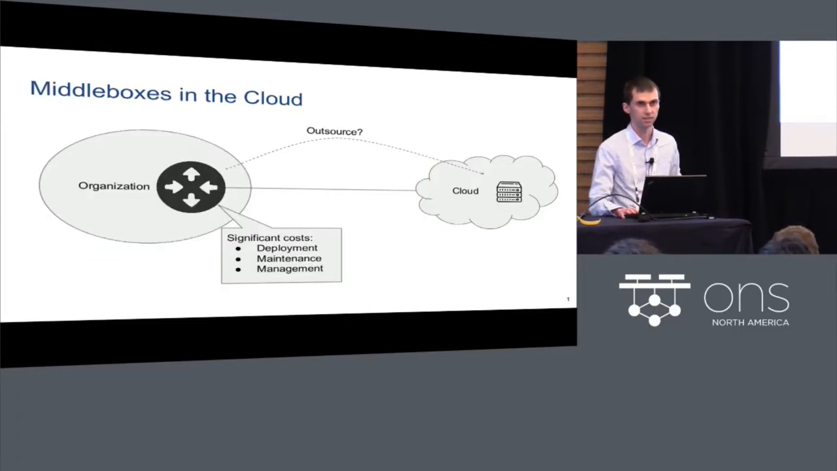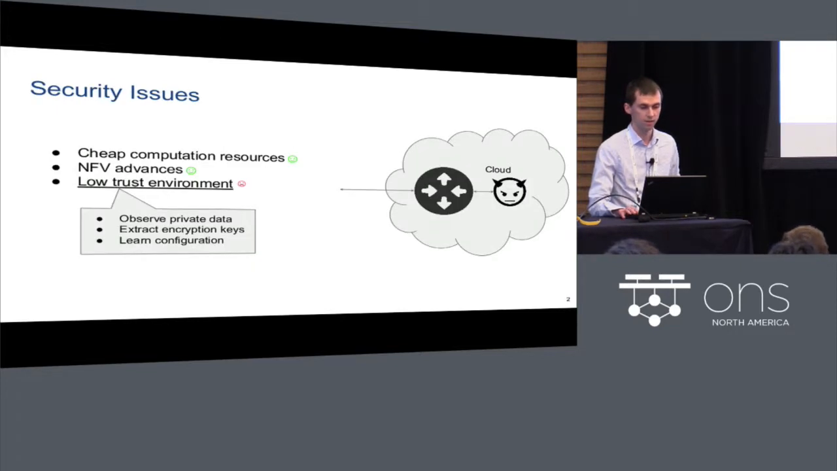So let's consider Middleboxes. Typically, organizations use quite a lot of Middleboxes for routing, caching, and lots of other functionalities. This imposes significant costs for deployment, maintenance, and management of such systems. So the question is whether we can outsource these Middleboxes to the cloud. The cloud has abundant and cheap computational resources and lots of bandwidth, and network function virtualization has done quite a lot to make this technically feasible.